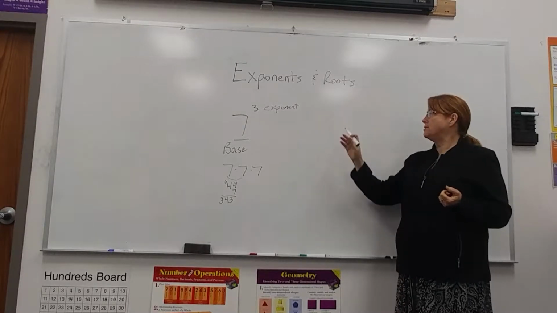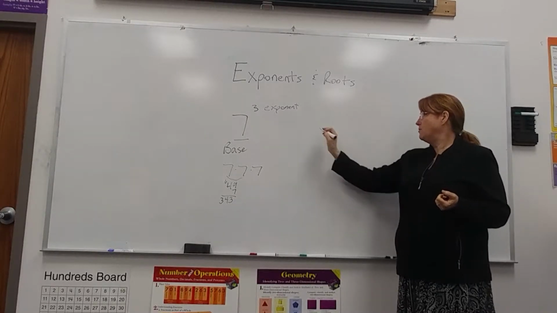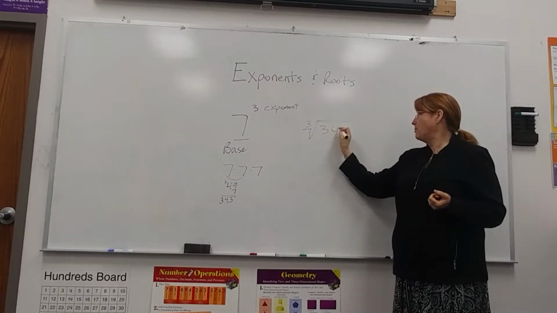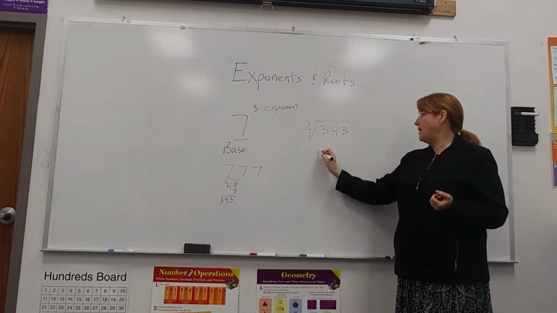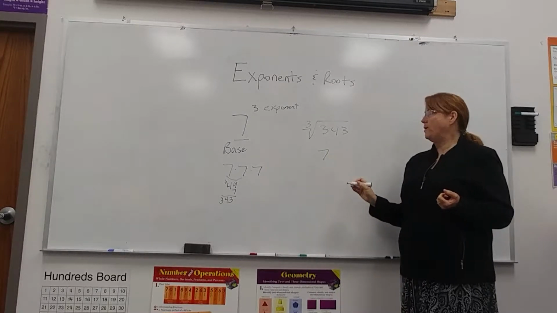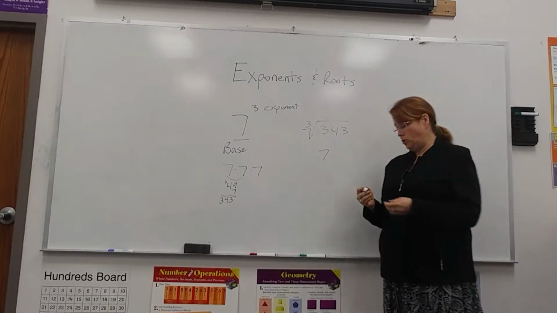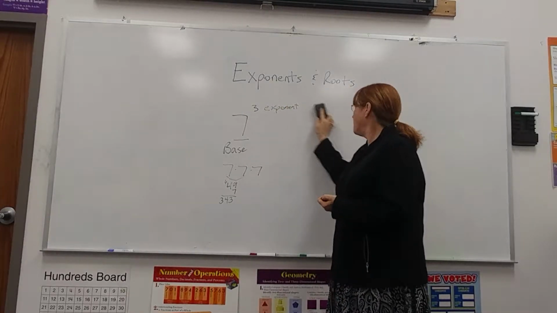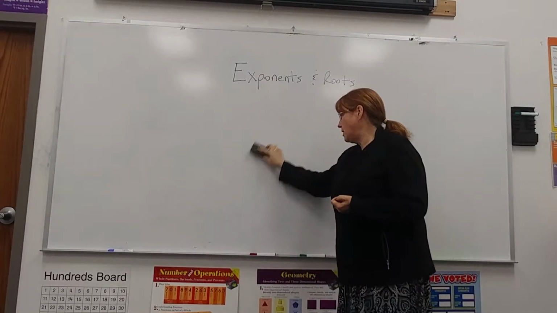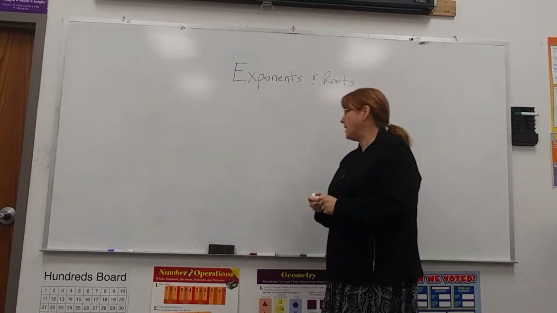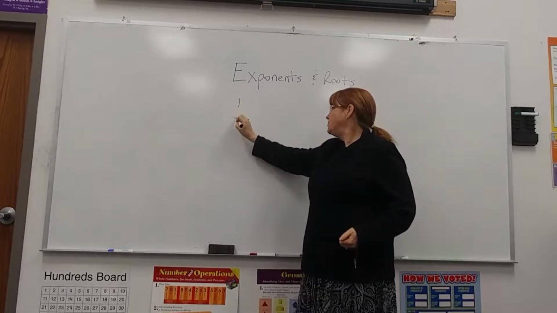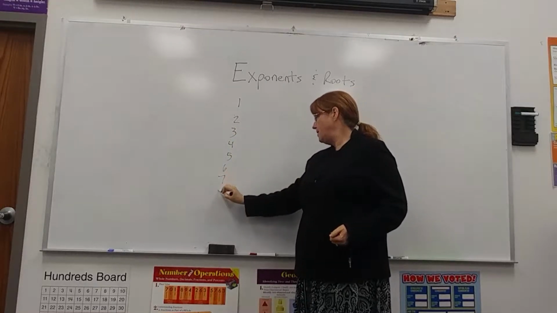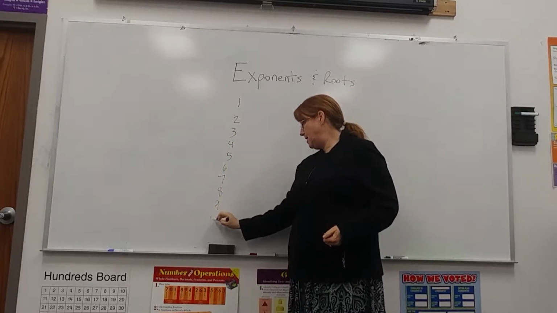The root is the reversal of that. So the cube root of 343 would be 7. So we normally do square roots and we do cube roots. So let's talk about those. You should know your square roots up through 9 or up through 10. So we have 1, 2, 3, 4, 5, 6, 7, 8, 9, 10.